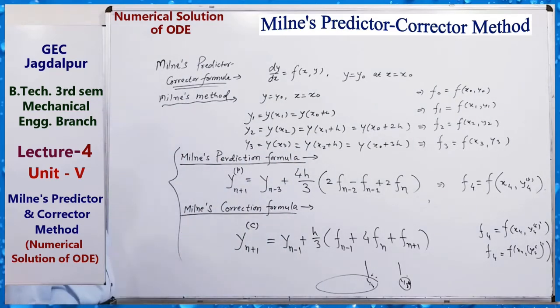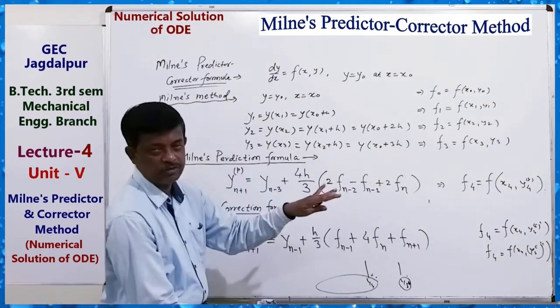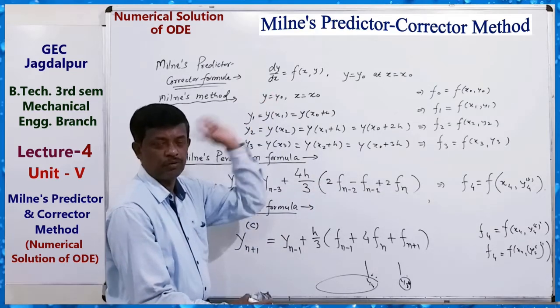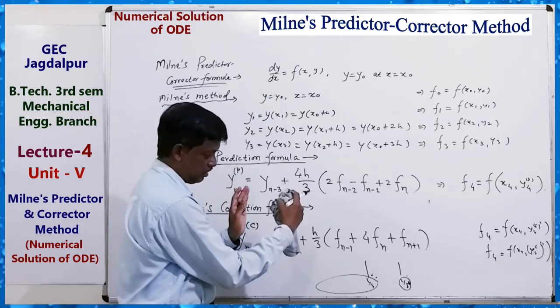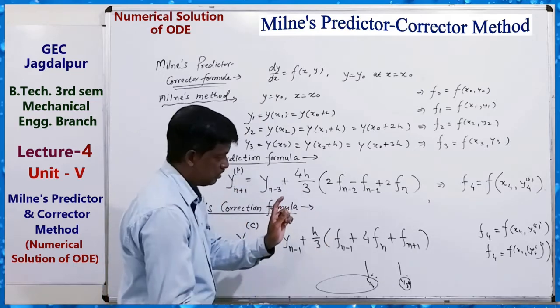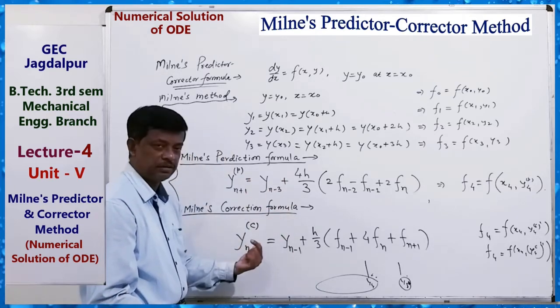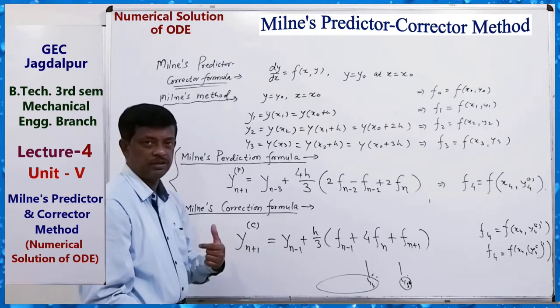Milne's prediction formula and Milne's correction formula. These formulas are used in each interval after four values are obtained by the previous formula. Then we can use these formulas in the next interval for predicting the value of y, and we can also correct those values by using the correction formula. Okay, so this is the formula.